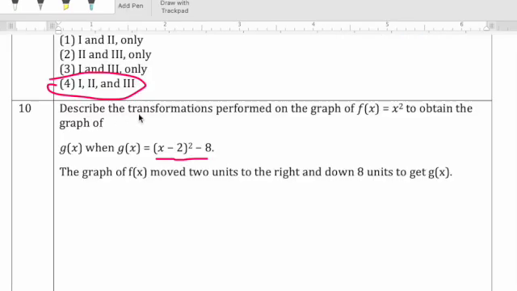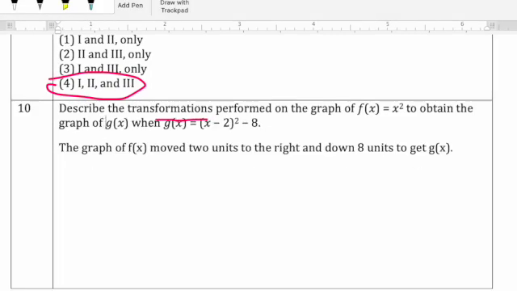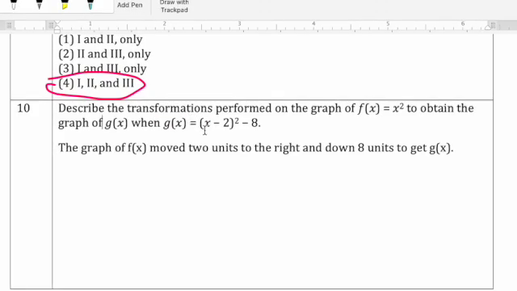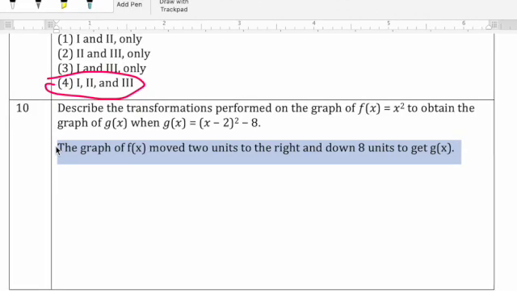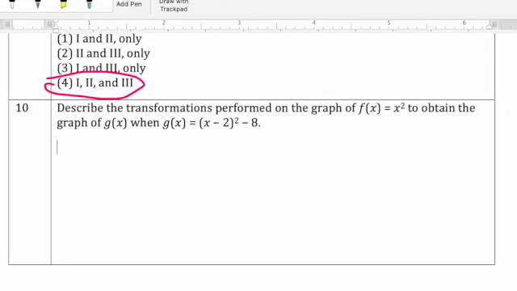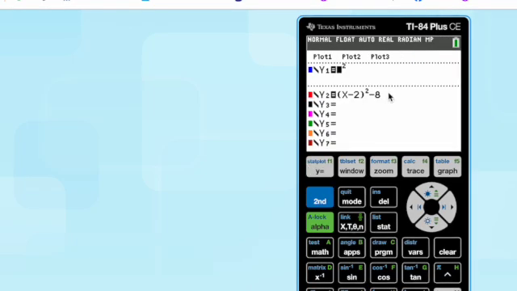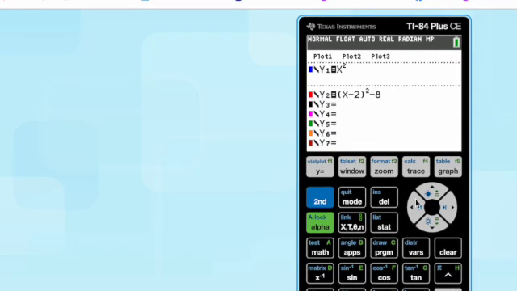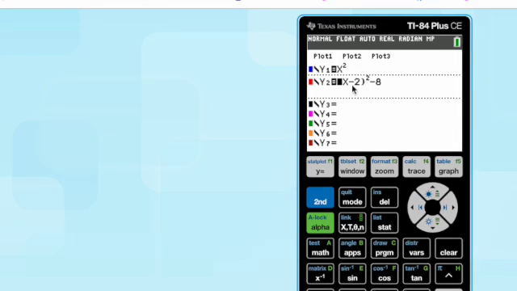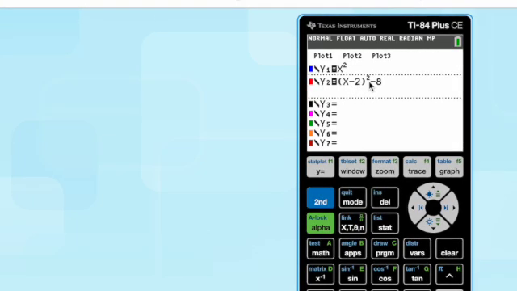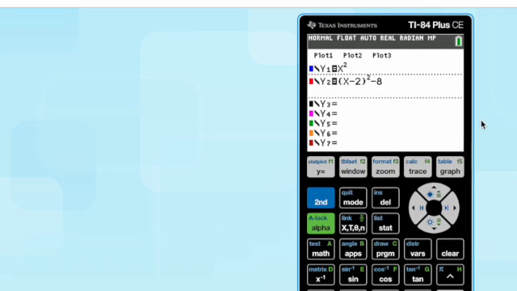10. Describe the transformations performed on the graph of f of x equals x squared to obtain the graph of g of x when g of x equals x minus 2 squared minus 8. I have the answer here. Okay, so let's pretend the answer wasn't there. All right, I'm going to put in these two graphs. F of x is x squared and g of x is x minus 2 squared minus 8.